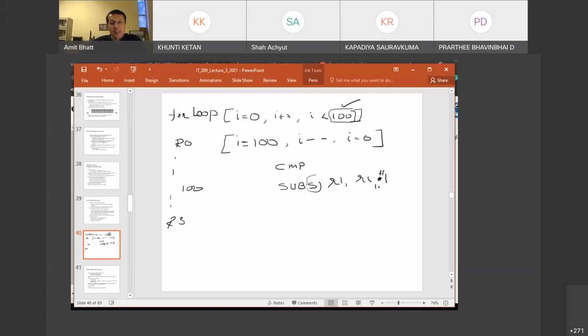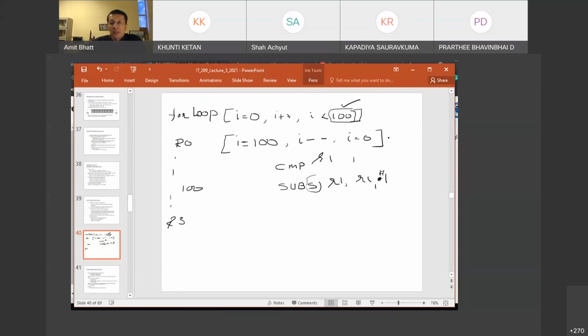Because of this 0, it will just raise the flag, or you will use the compare instruction R1, and if the result is 0, R1 gets R1 and 1, then if it is 0, automatically the flag will go up, and if the flag goes up, that means your condition is met, and you will exit. Does it make sense to you?